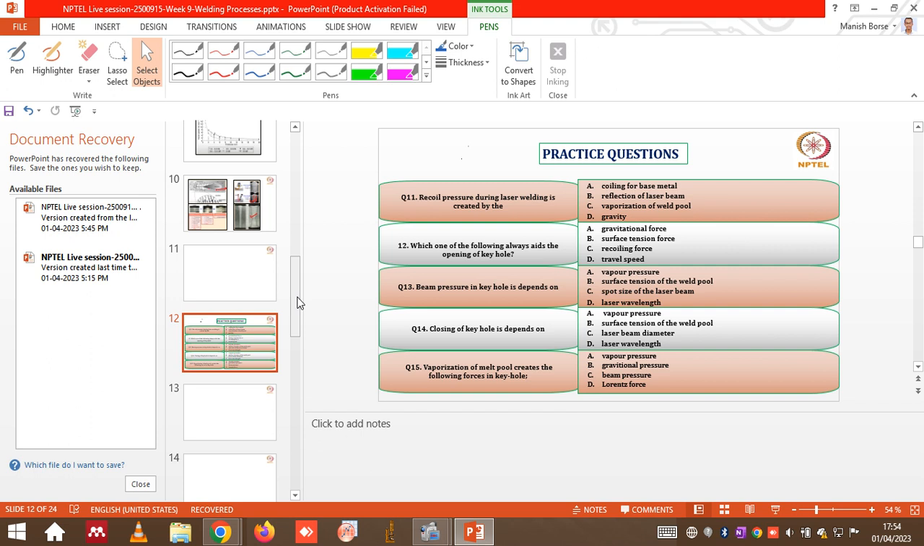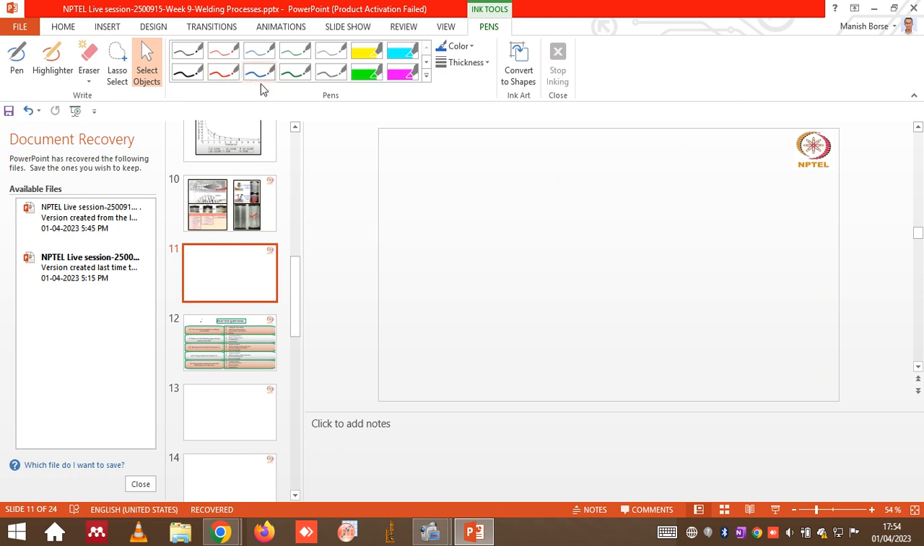Okay. So another set of questions is related to the different forces which act during the laser welding operation, right? If you remember, the professor explained there are five types of forces we can say, like beam pressure or vapor pressure, recoil pressure, and that has to be balanced by gravity and surface tension.